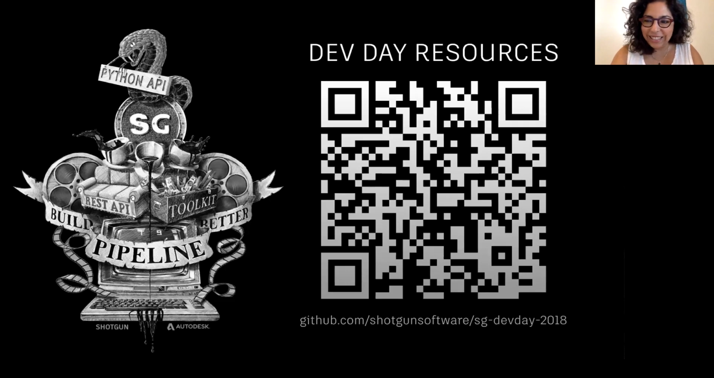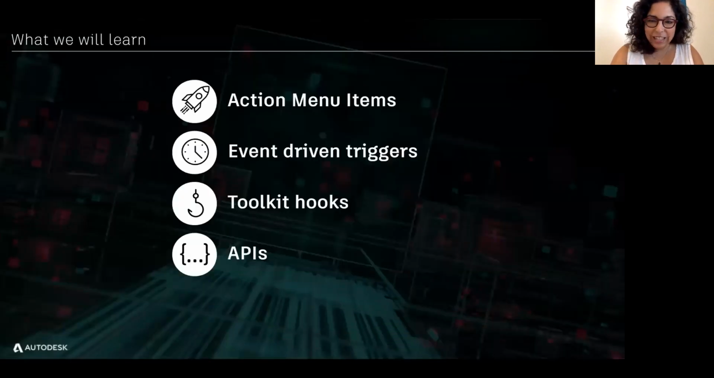So, okay, let's begin. As we go through the courses, like I mentioned, we're going to take detailed looks at all the different ways that you can write code for Shotgun. But to start, I wanted to introduce you to a few real-world scenarios from production. They're made-up real-world scenarios to show you how useful this kind of development can be. Over the course of this talk, we'll learn about action menu items, event-driven triggers, toolkit hooks, and our APIs. But to begin, let's do a little bit of history.